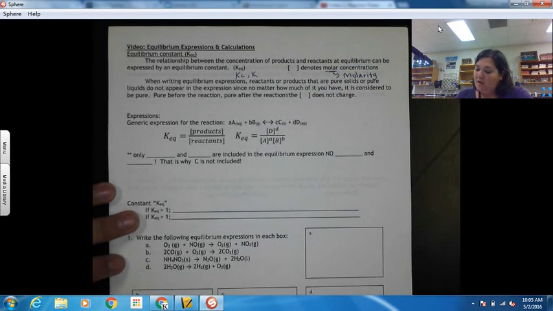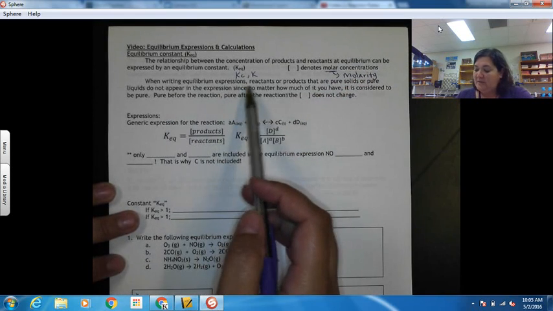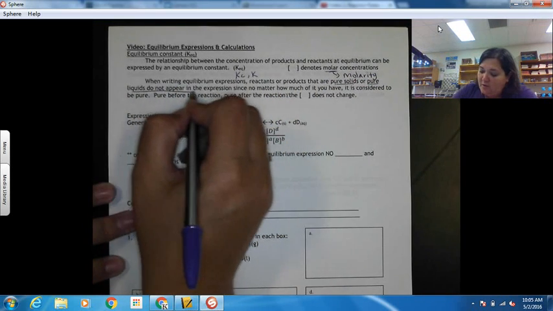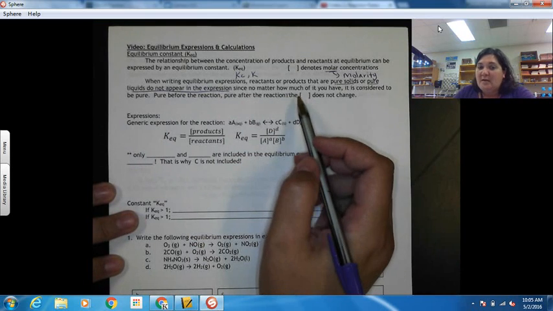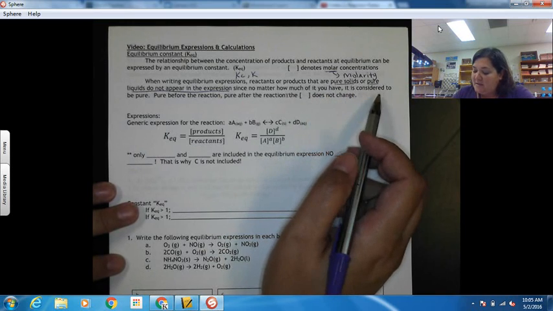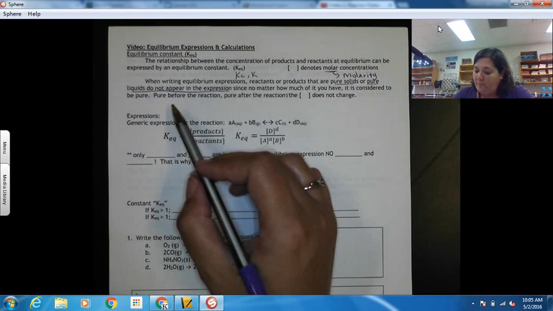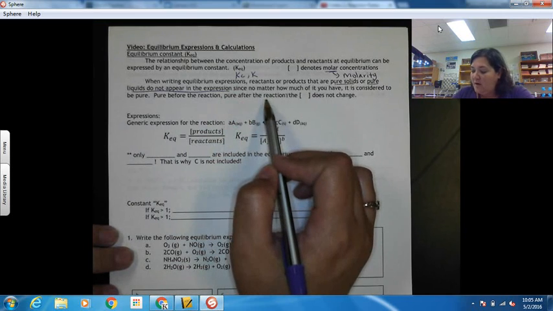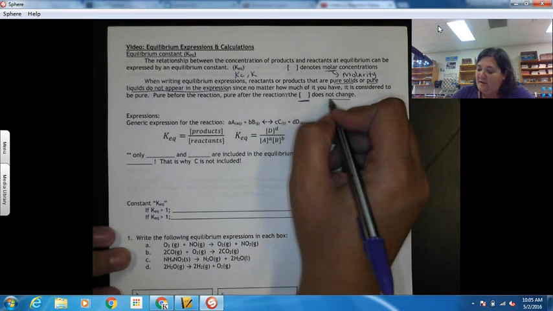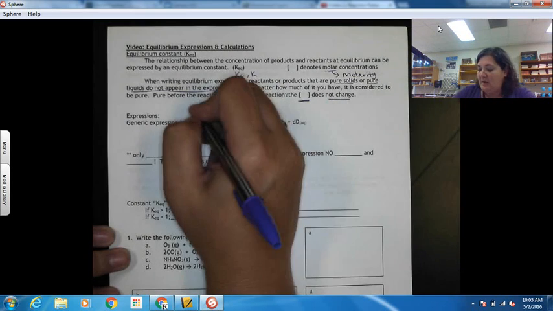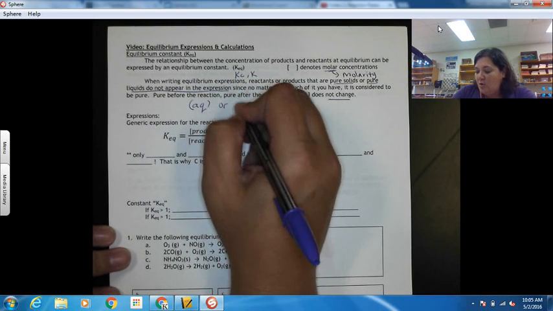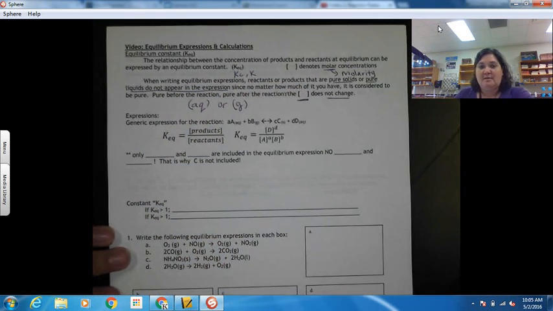Okay. So when we write the equilibrium expressions, the reactants or products that are pure solids or pure liquids do not appear in the expression because it does not matter how much of those that you have. It is considered to be pure before the reaction and pure after the reaction, so the concentration does not change. So the only things we're going to be really concerned about with equilibrium expressions are those things which are aqueous or those things which are gaseous. Okay, so aqueous and gas.